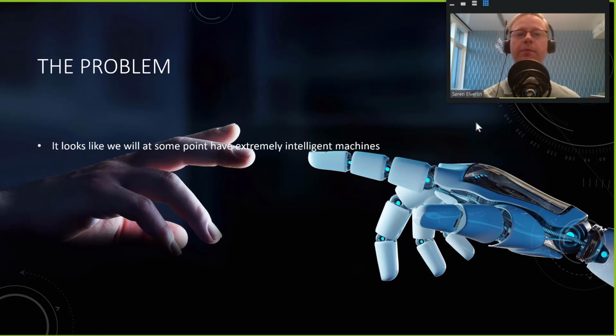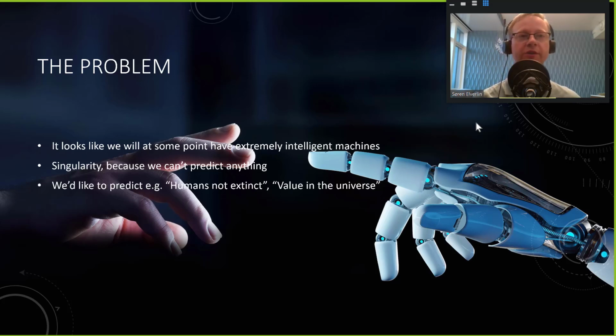Zooming out to the problem, it seems we'll soon have really advanced AI, and this is something that people used to call, and I guess still call, the singularity. The reason it's called the singularity is because you can't see past it, you can't predict anything past that, and that is a real problem. We would like to predict things like humans are not extinct, the universe has not been turned into something that has no intrinsic value, and humanity is in control. So what has often been proposed is some kind of mathematical proof of alignment, or at least a very strong mathematical intuition behind why a given AI will be aligned.